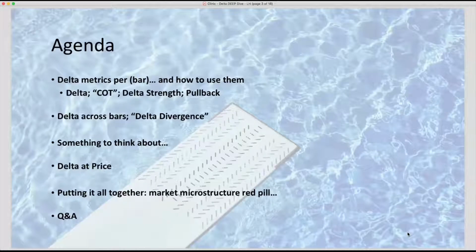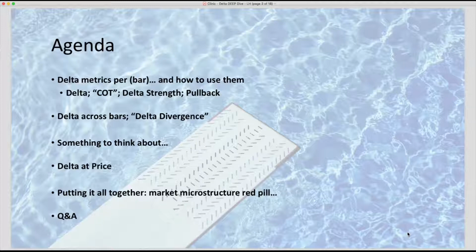Okay, and here's the agenda. We're going to split this into two halves. Firstly, we're going to be really clear on the definitions and the terminology, and we'll use the metrics of delta for each bar with a bit of an overview of how to use them. And we'll look at some intra-bar delta metrics and also look at the application of delta across bars.